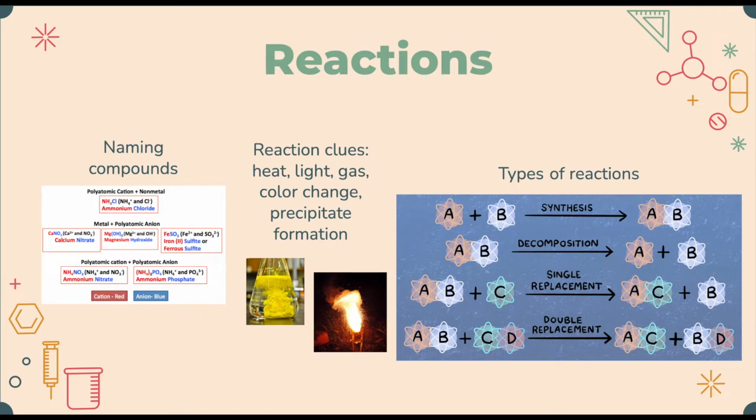Shown is a quick guide to naming compounds, where polyatomic just refers to a molecule which consists of different types of atoms. To know whether a chemical reaction is taking place, we can look for clues like heat, light, or gas being released, a color change, or the formation of a precipitate, or leftover solid substance.